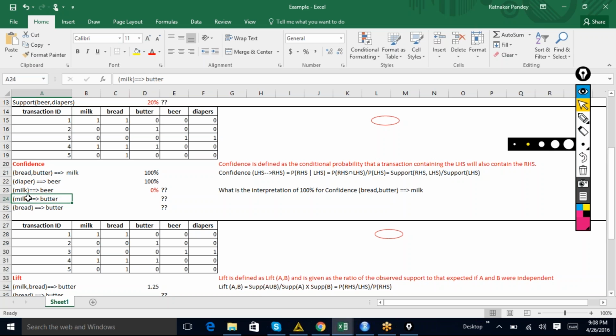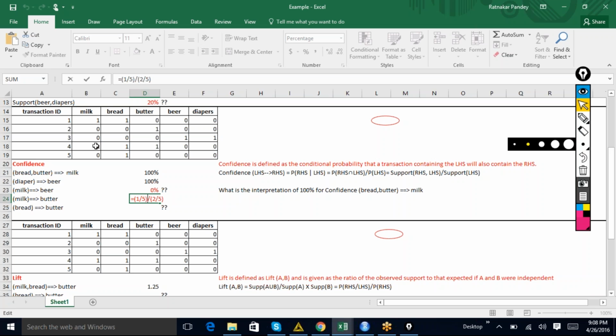So we are doing this, guys. What is the confidence that butter will be bought given milk has been bought? So I'm getting 20% for the majority of you. So let's check out the formula. This is 50%. How? So how many instances are there where milk and butter have been bought together? Let's just do that math first. How many times have milk and butter been bought together? One. Only one instance, right?